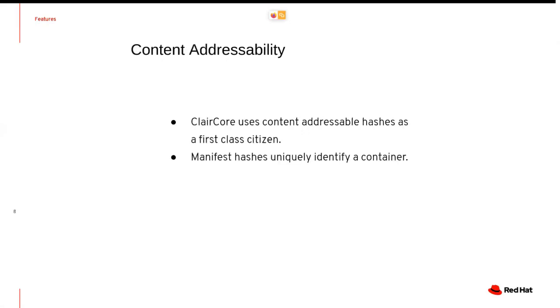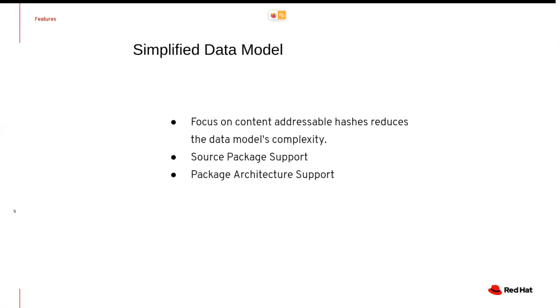Content addressability. Content addressability is a concept where a unique identifier, normally a SHA-256 hash, uniquely identifies the contents of either a tarball, a layer, or a manifest in our case. ClairV2 had concepts of layer content addressability, but never at the manifest. So we've created content addressability as a first-class citizen. It's in our data model, and it's core to the way ClairCore works. And that helps us in the next slide with a simplified data model.